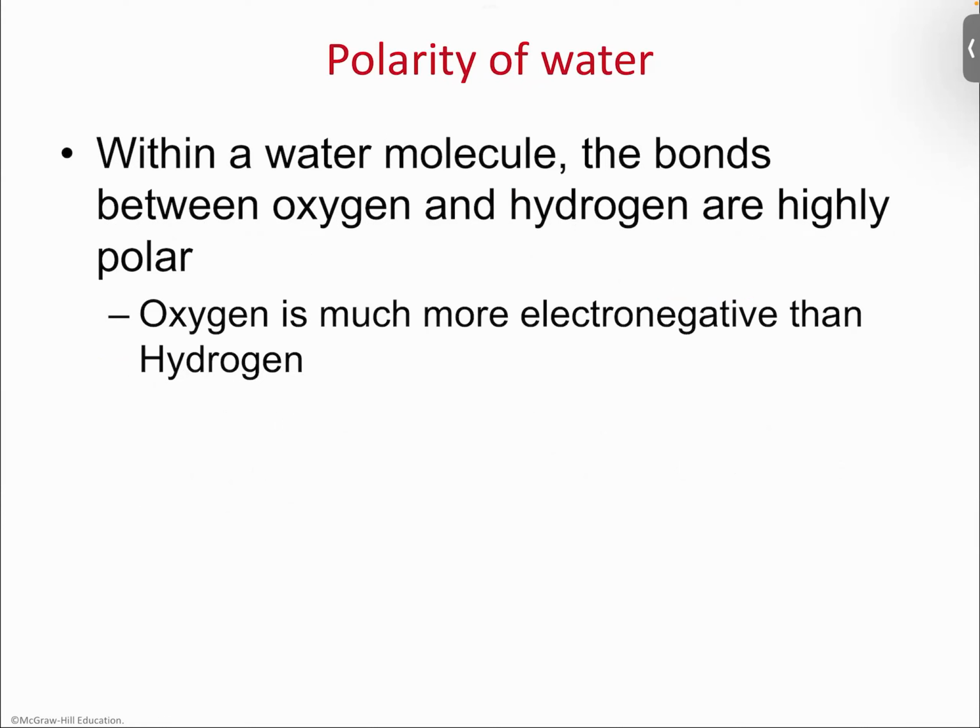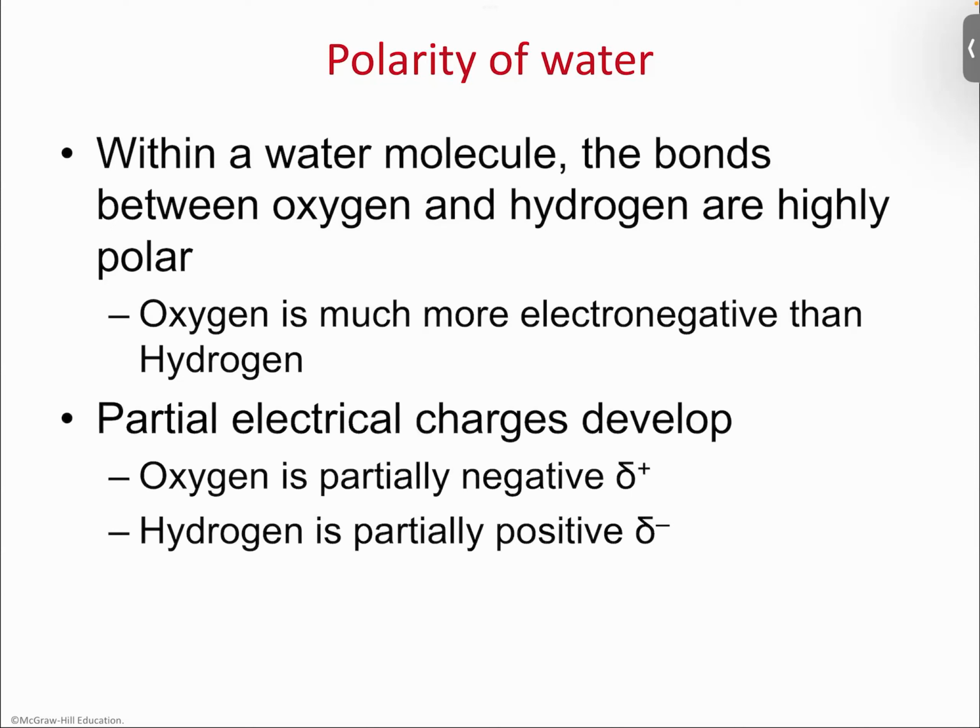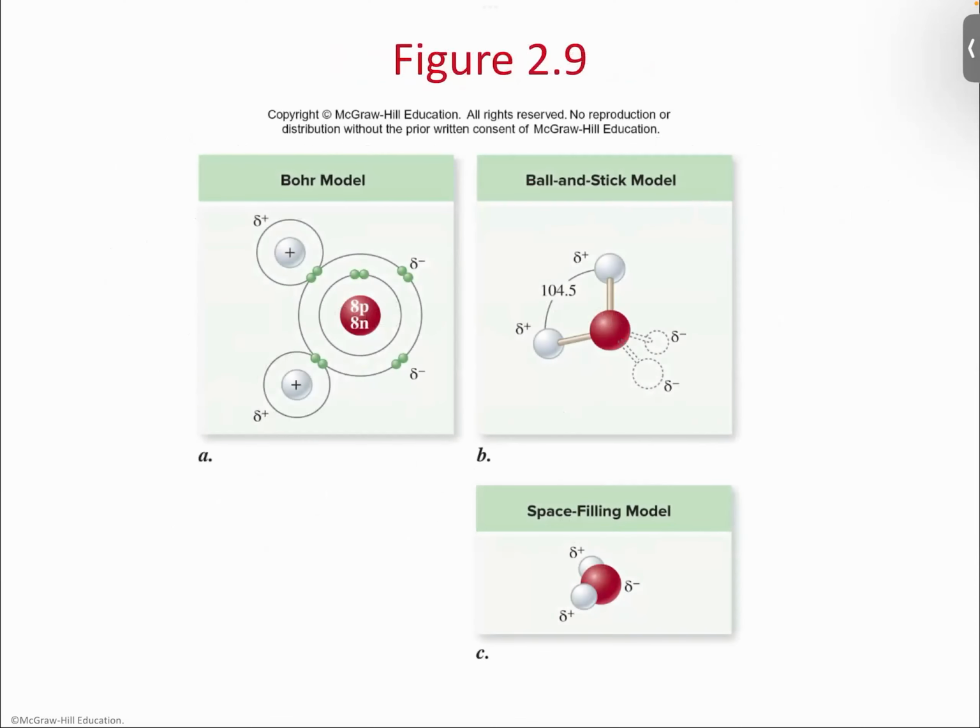We know it's capable of making hydrogen bonds because of the hydrogen and the oxygen. But now what does it actually look like? And this is what I want to do. By the way, this is a typo. When you see this, it's not true. The oxygen is not partially positive, it's partially negative. The hydrogen is the one that's partially positive.